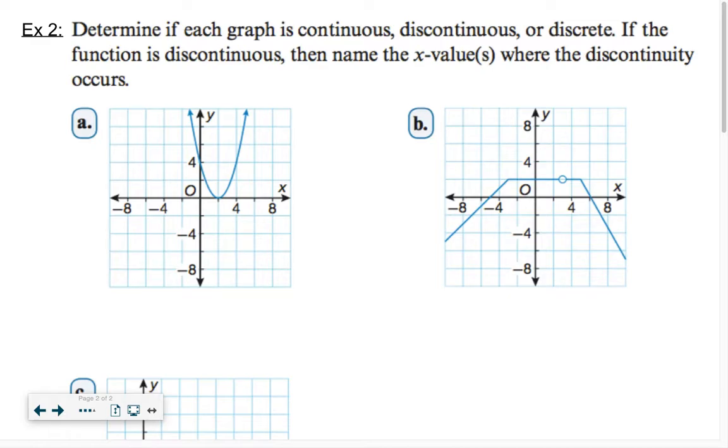For example 2, here they actually want us to determine whether each graph is continuous, discontinuous, or discrete. And if it is going to be discontinuous, then we want to name the x values where the discontinuity occurs. Example A, continuous, discontinuous, or discrete? Continuous.